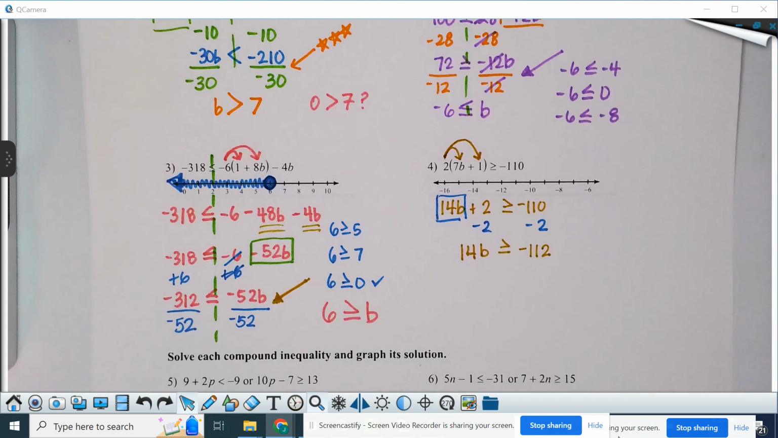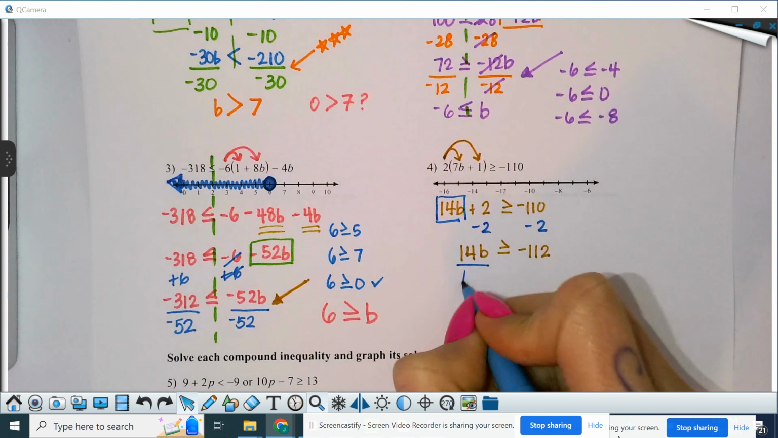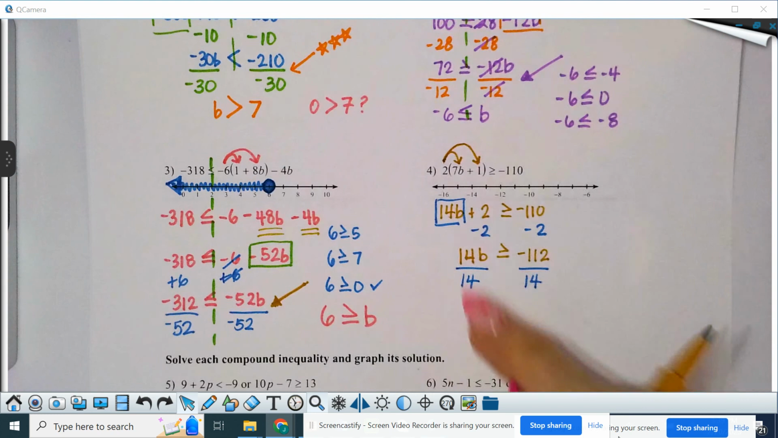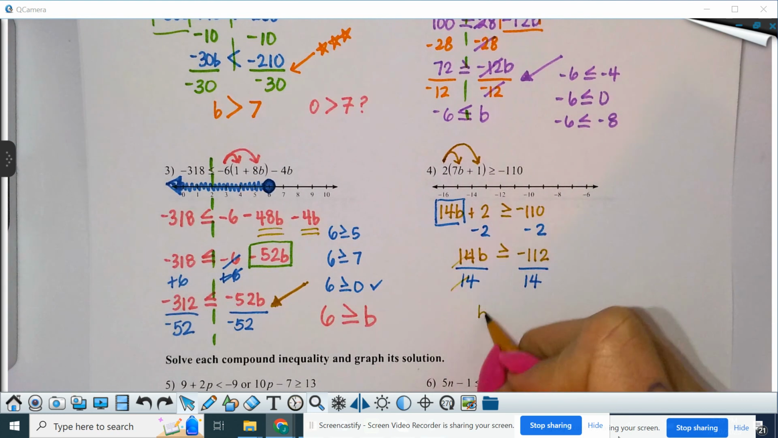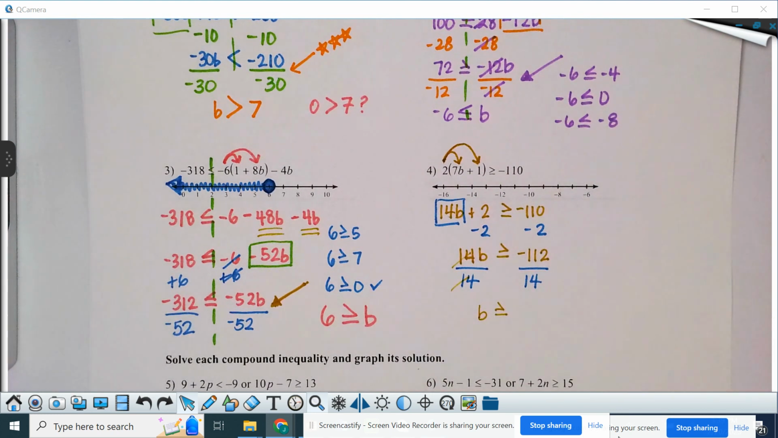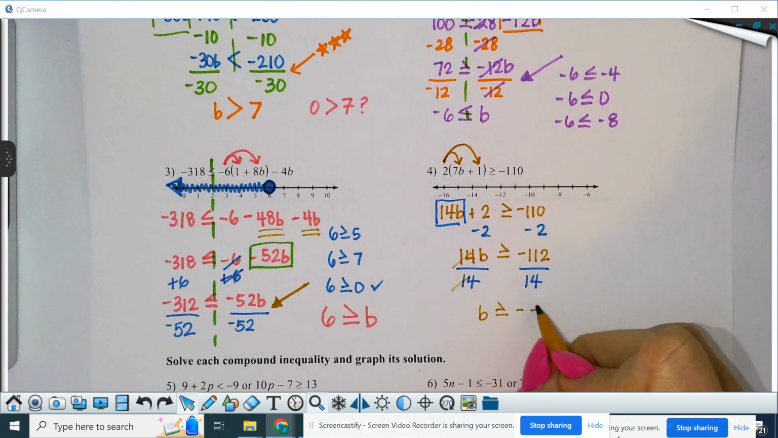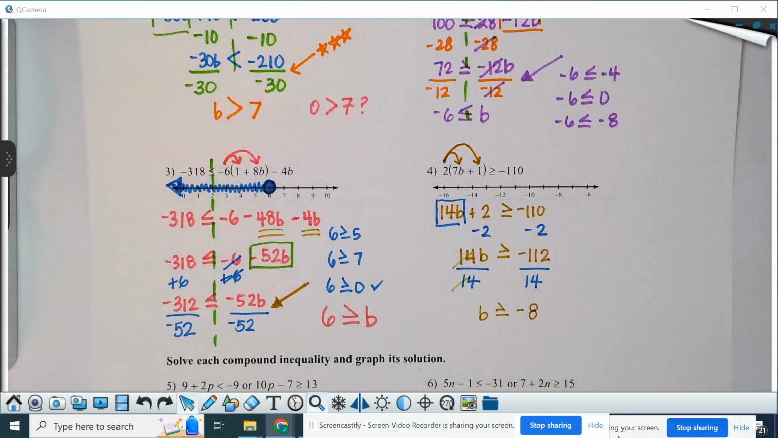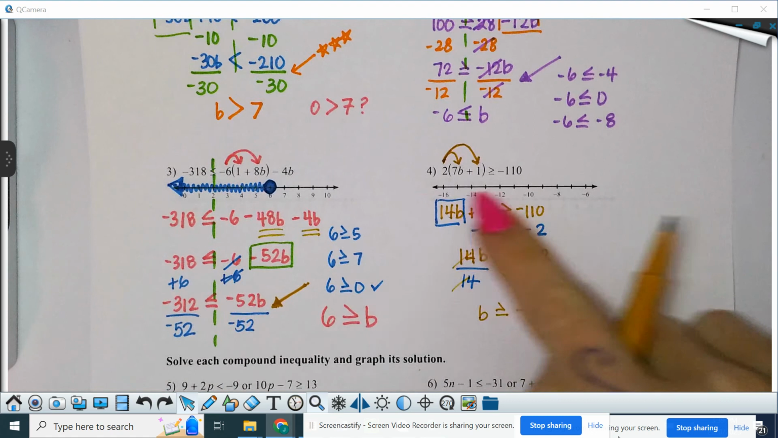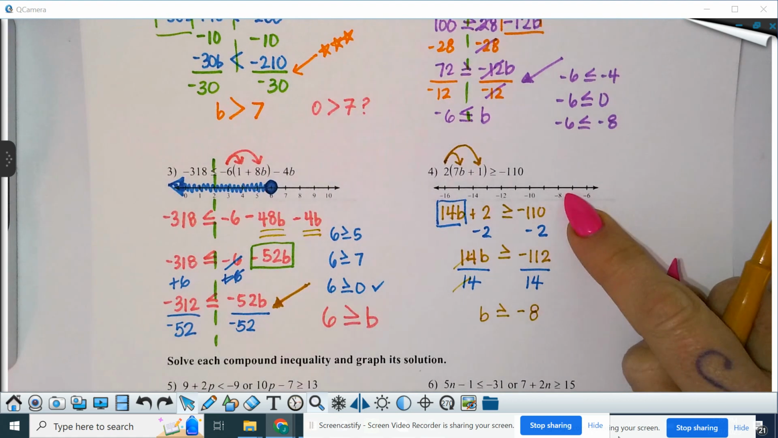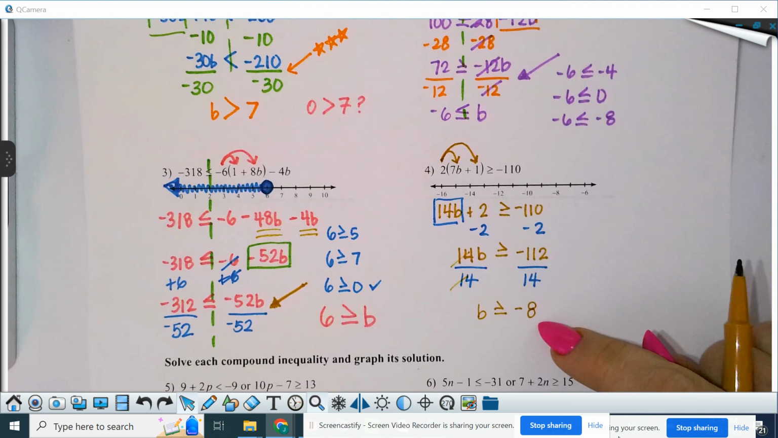In this case, that 14 is positive. We are going to divide because that's 14 times b. But it's a positive, so the symbol is going to stay the same direction. So these guys go away, and b is going to be greater than or equal to whatever 112 divided by 14 is. And that's a negative divided by a positive, which means I'm going to have a negative as my answer. So negative 8. It's a little helpful, too, when you look up here and all your numbers are negative, in case you got a positive 8 and you look up. Probably good chances that you made a little boo-boo on your positive negative signs here.